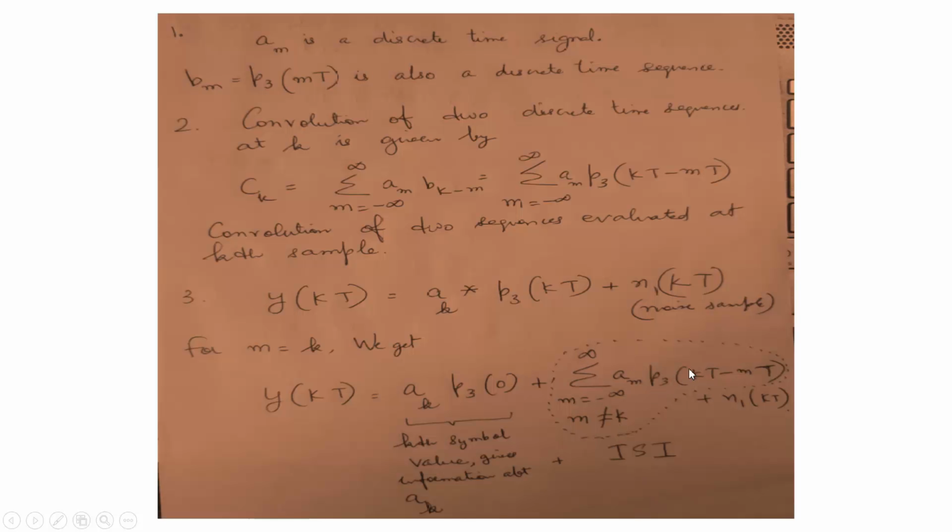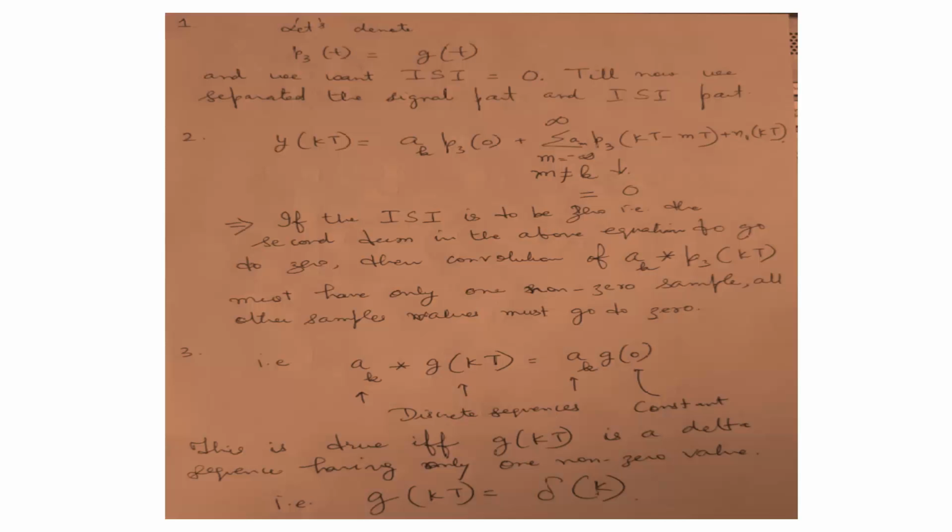So this part of the expression when m is not equal to k actually represents intersymbol interference. Now we know that this is the ISI part. To make the communication system ISI free, that means intersymbol interference free, the term shown in the dotted lines must be equal to 0. Then only the received sample, which is the sampled version of y(t), will give me information about only the present symbol. No ISI will be present.